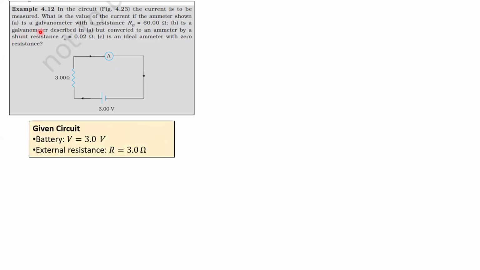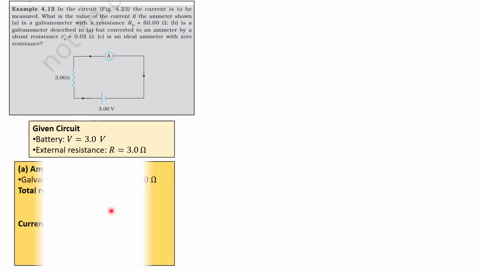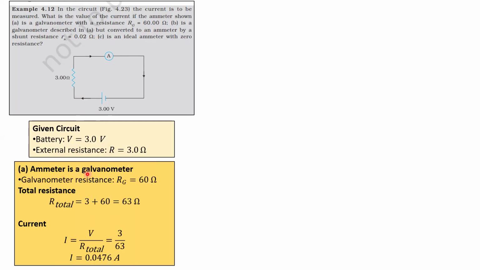First part is a galvanometer with the resistance Rg of 60 ohm. So this is a galvanometer of resistance 60 ohm. Battery voltage is given. External resistance is 3 ohm. Now, the ammeter is a galvanometer. Galvanometer resistance is 60 ohm. Here a 60 ohm resistor is there. So what is the total resistance? Here 60, here 3. So it's a series connection. 60 plus 3, 63 ohm.